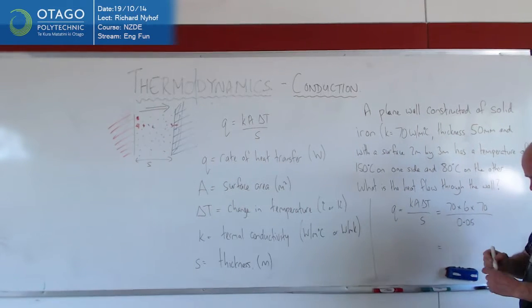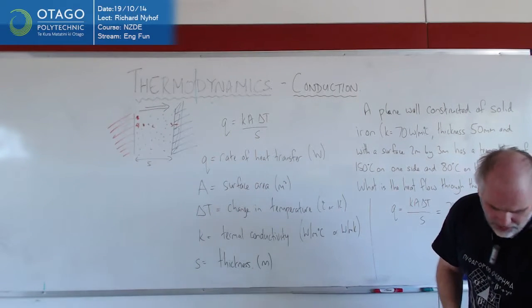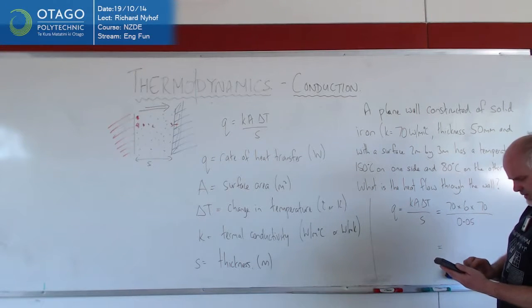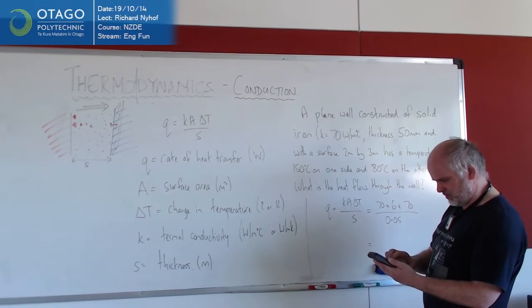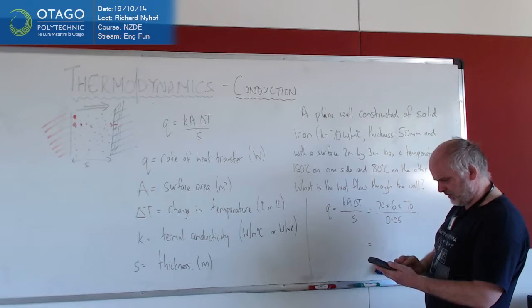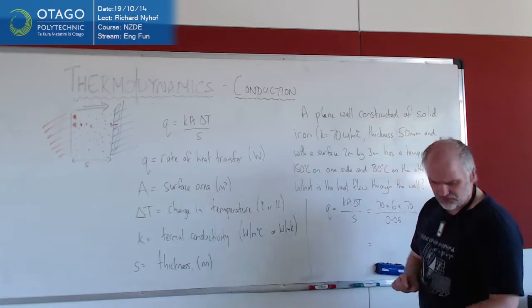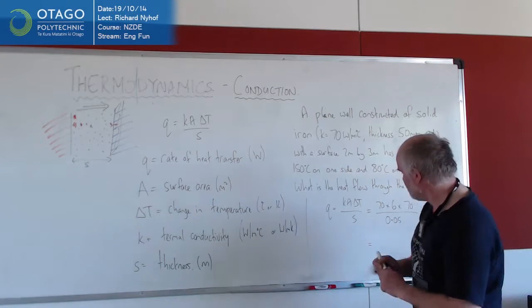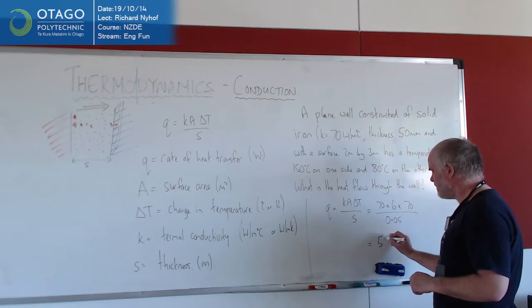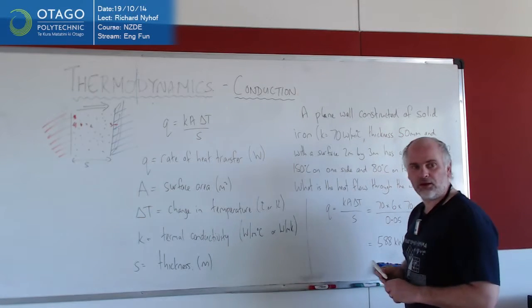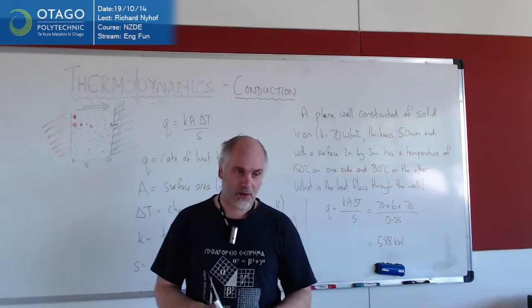And then we grab a calculator, push all the buttons, and what do we come up with? Let's turn the thing on first, it always helps. So 70 squared times 6 divided by 0.05 equals 588,000. So 588 kilowatts. Okay, so that's quite a lot of power.